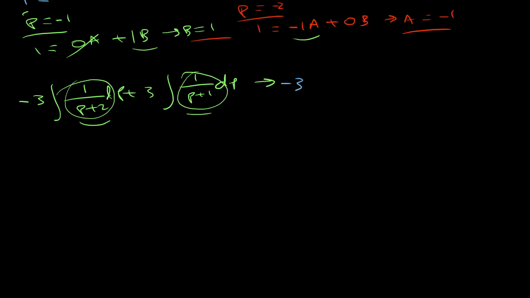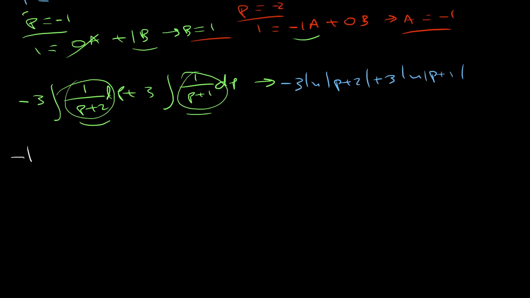So this is minus 3 ln of p plus 2. Always have the modulus there. Plus 3 ln of p plus 1. And now we have this expression. We can even further simplify this a bit. But before, let's get back to our initial expression.